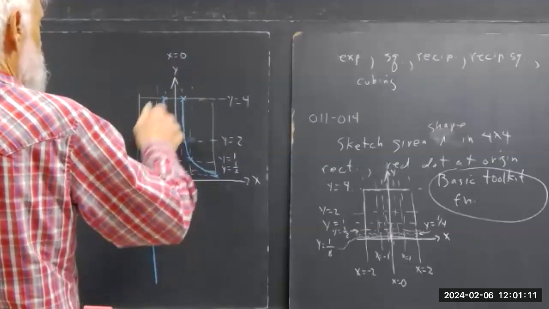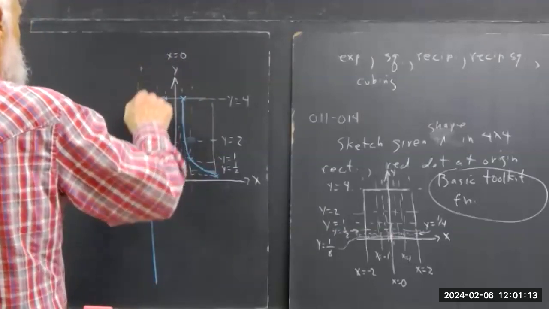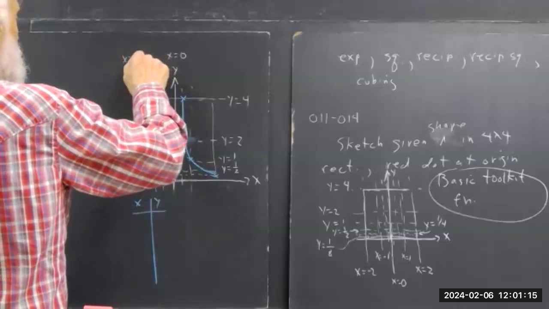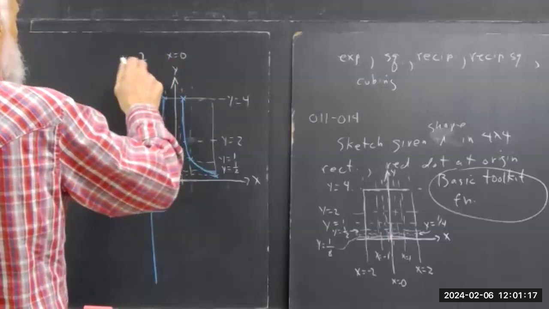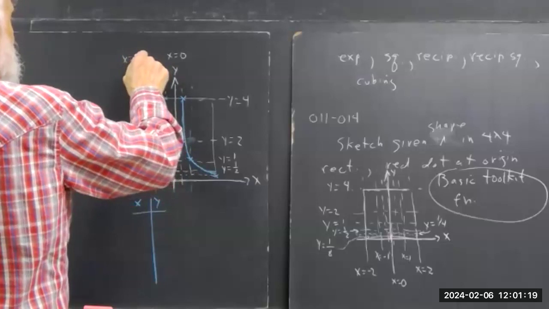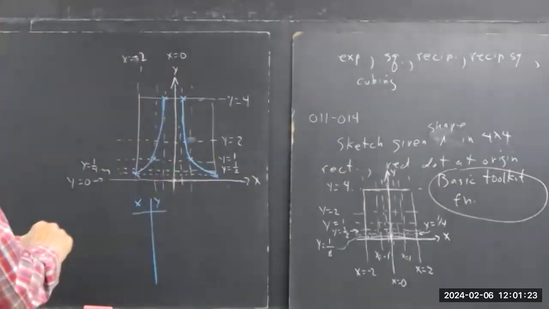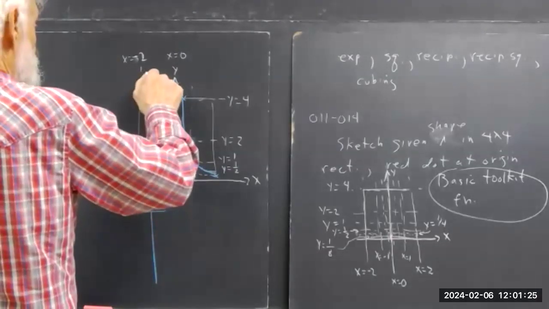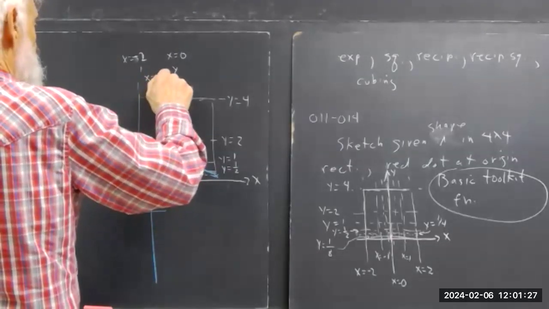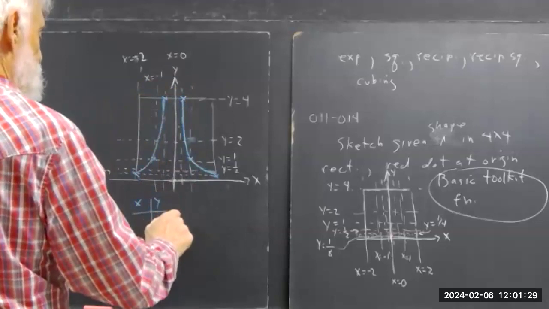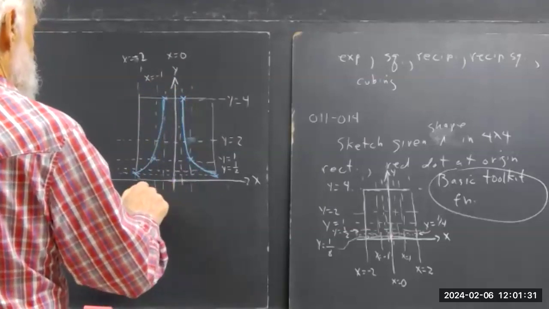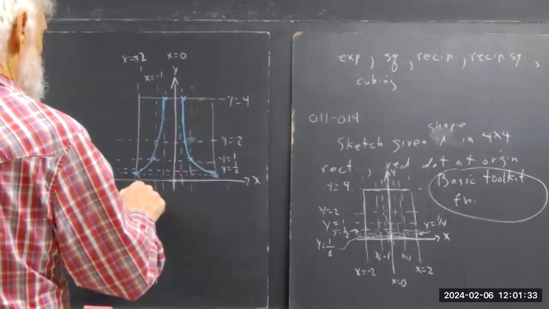X equals 0, and that's the y-axis. X is -2. Clicks on the board there. It's not the reason my 2 is so bad, that's because I wrote a 1. But x equals -2, x equals -1, and x equals 1/2, -1/2.